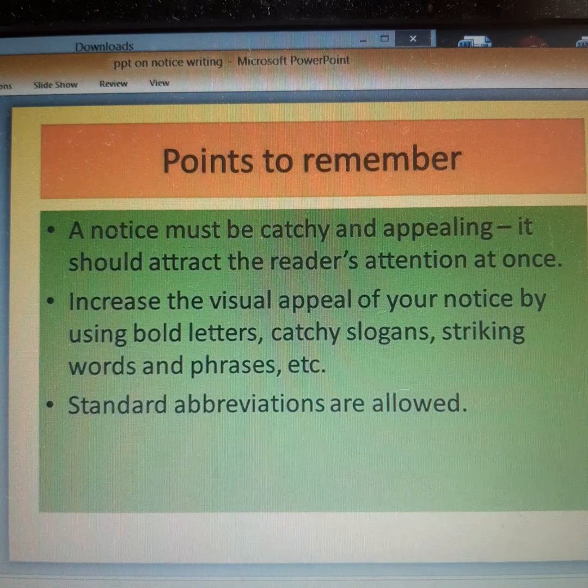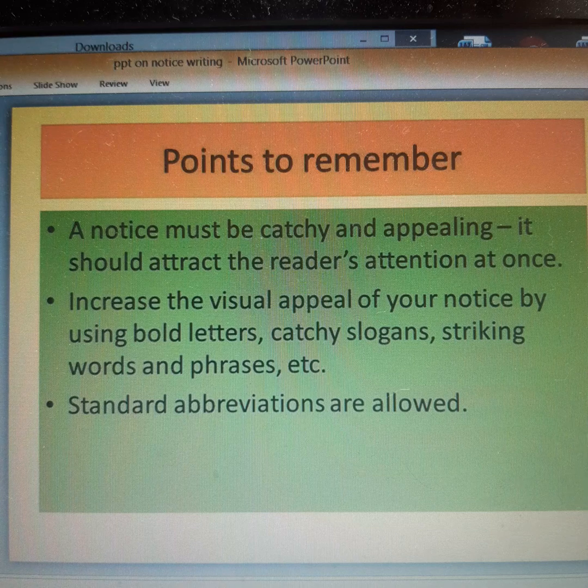A notice must be catchy and appealing. It should attract the reader's attention. And how can we make it catchy? How can we make it appealing? By using bold letters, catchy slogans, striking words and phrases, by using different styles of writing: bold, italicized, and standard.